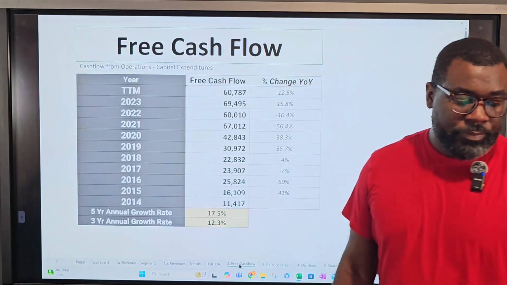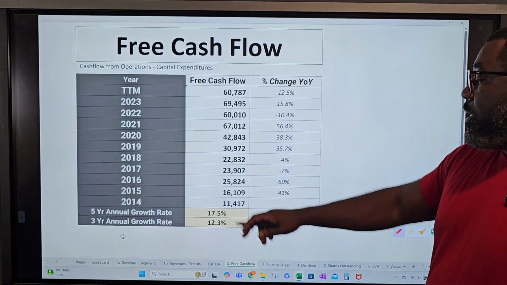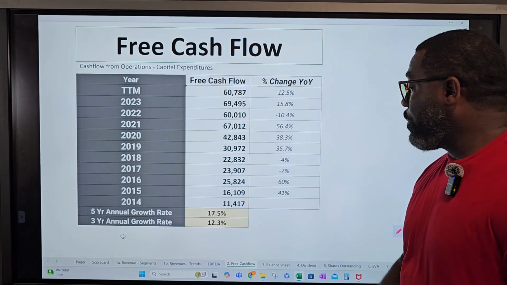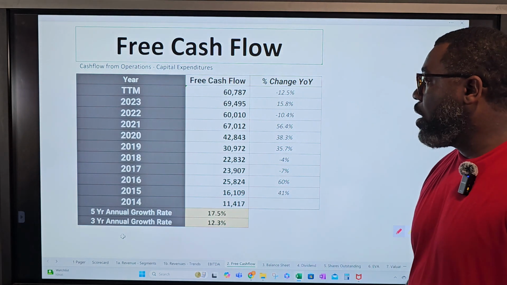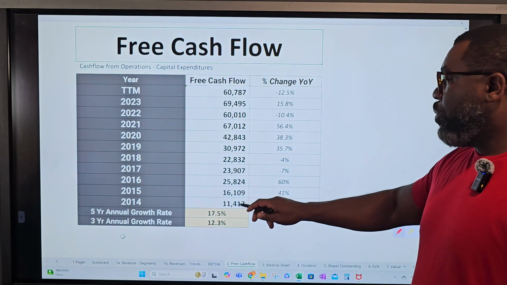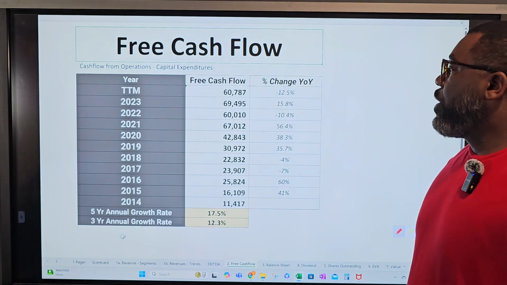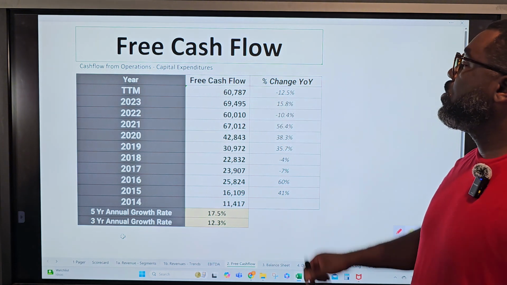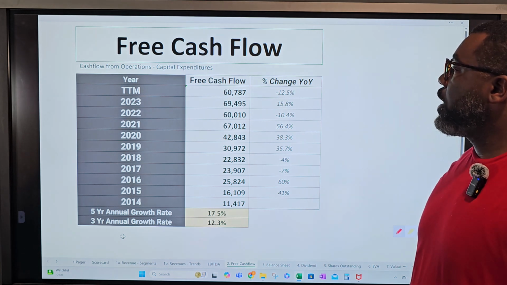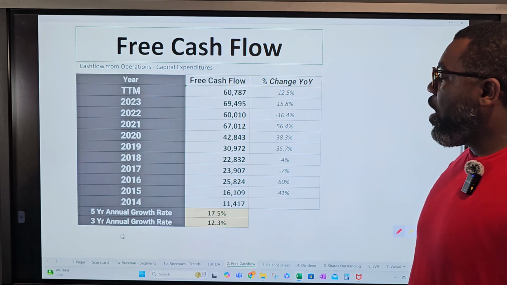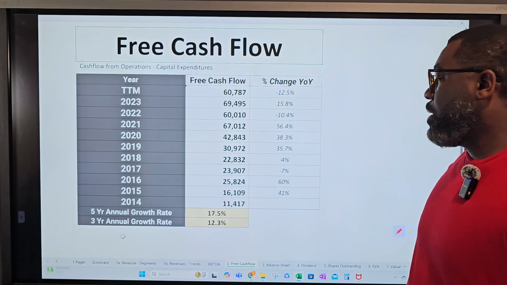Let's go to free cash flow. Looking at free cash flow, 5-year average, 17.5% annual growth rate, pretty solid. 3-year, 12.3. So we see that they're slowing down a little bit on the 3-year average. 11.4 million in 2014, all the way up to 69 billion in 2023. Last 12 months, you got $16.7 billion. So it looks like the growth is slowing down as far as the free cash flow. But again, overall, still solid growth rate.